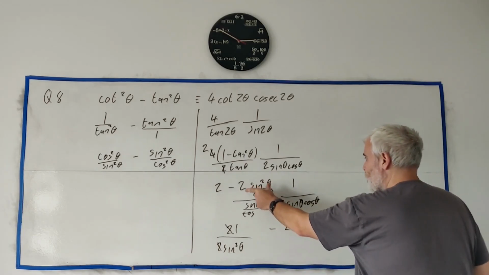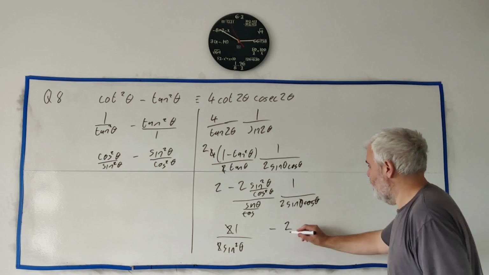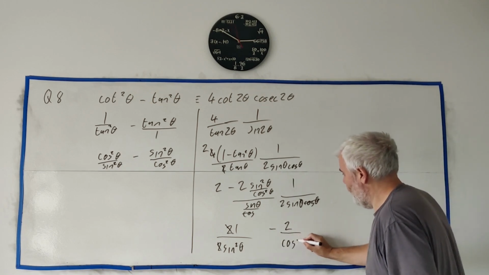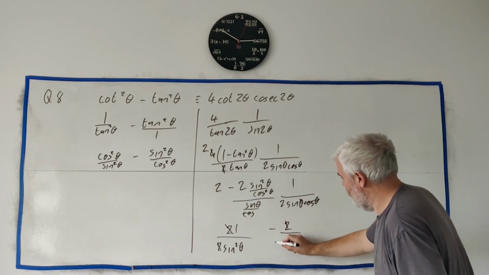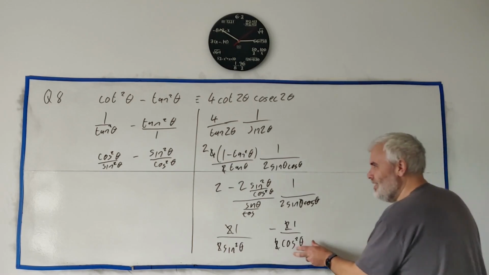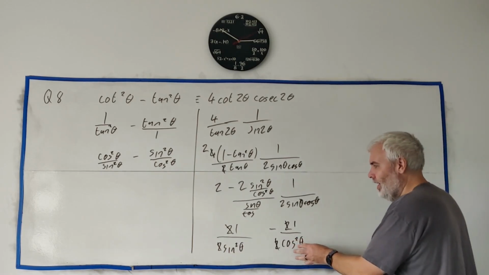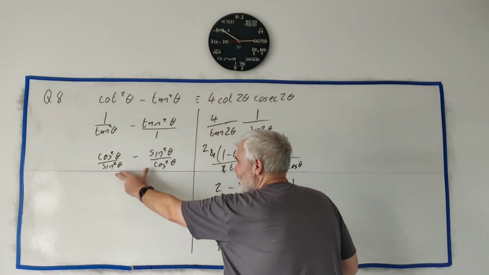I have a sine squared, a cosine, and a sine squared. The sine squares cancel. So we're just left with 2 over cosine squared 2 theta. Sorry, 2 theta. So the 2's cancel. Yeah, I'll put a 2 in there. And we're left with a 1. Okay, this is looking maybe promising. 1 over sine squared minus 1 over cosine squared is equal to that.